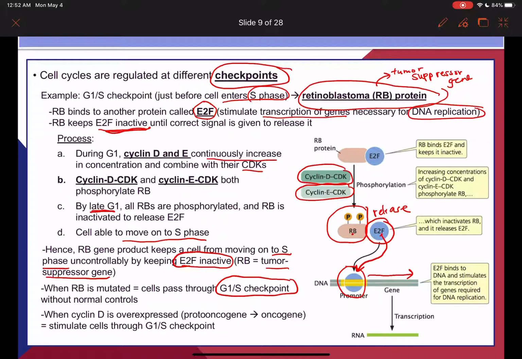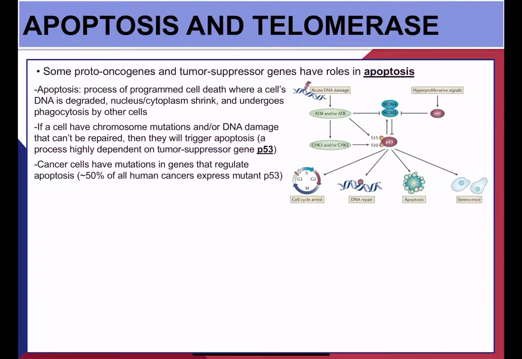So in the end, here is what I was talking about: if RB is mutated, that's just like your car not having brakes. If your cyclin D is overexpressed, that's turning a proto-oncogene into an oncogene, that's stepping on your accelerator constantly. So now you have no normal control of the cell cycle, and you stimulate cells right through the G1/S checkpoint like it doesn't exist. That is very bad for the cell, and that's how a normal cell can become cancerous.